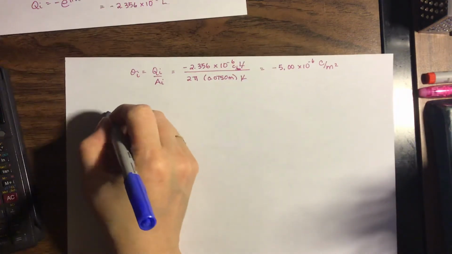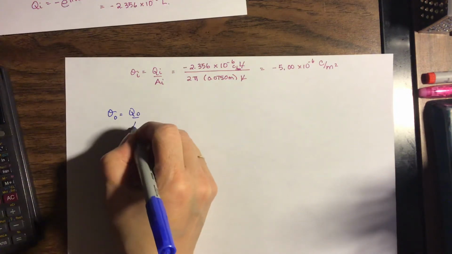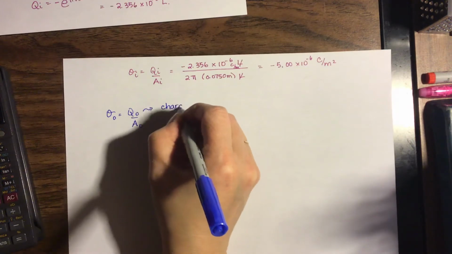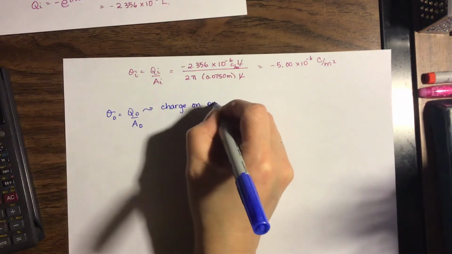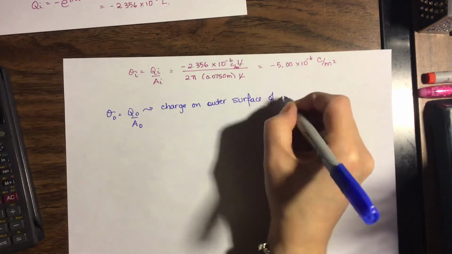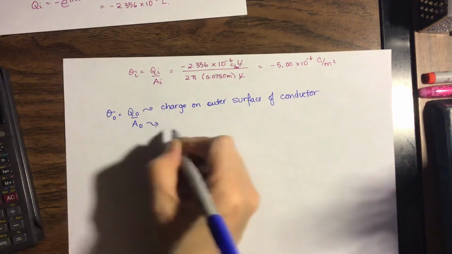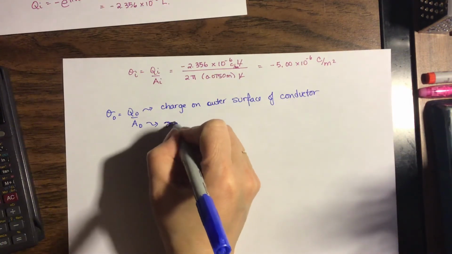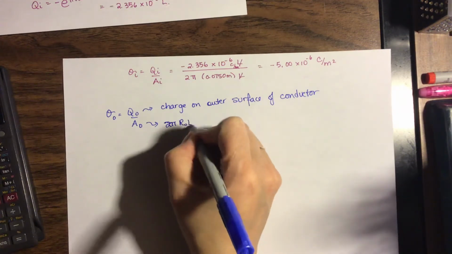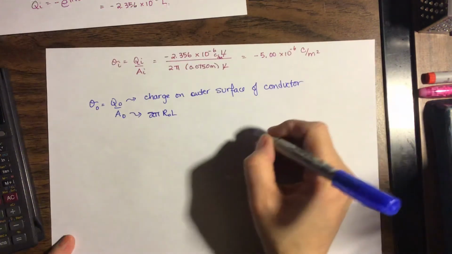So on the outer surface, the charge density of the outer surface is the charge of the outer surface divided by the area of the outer surface. And the area of the outer surface is going to be 2 pi times the radius of the outer surface times the length. So let's see if we can sort out what is the charge on the outer surface.